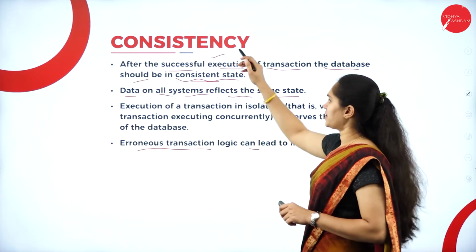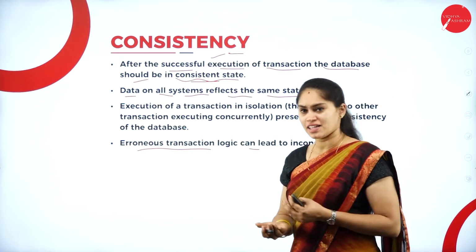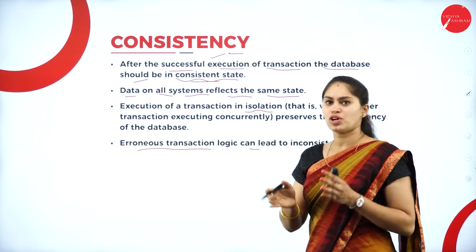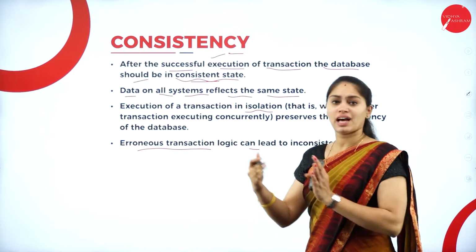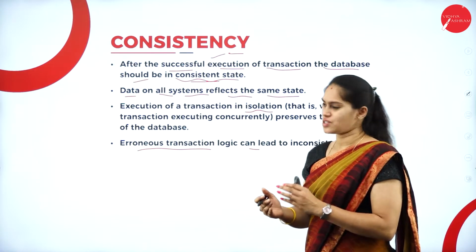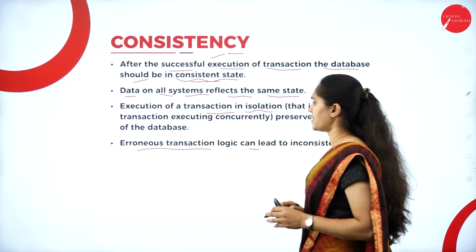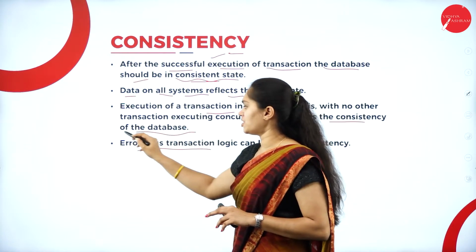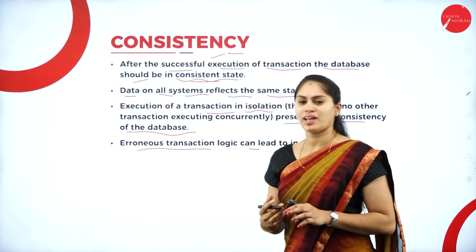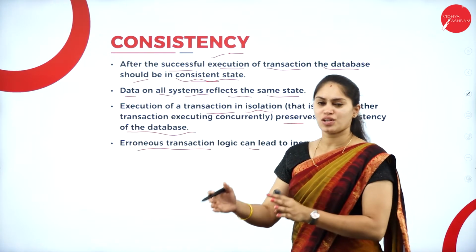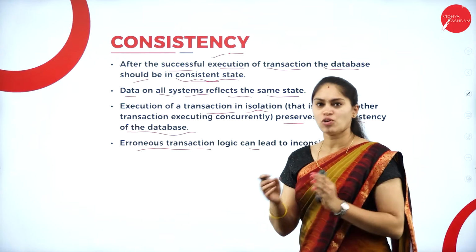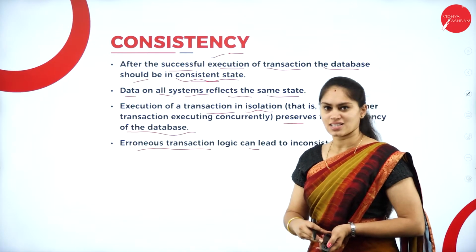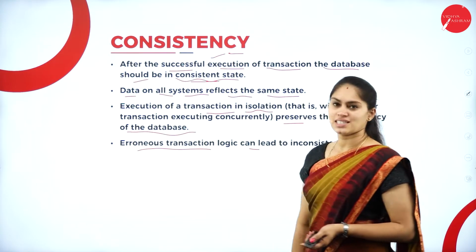So when can we expect this consistency? When there is isolation. Why? Because isolation means that if something goes wrong with one transaction, that should not affect another transaction. So the execution of a transaction in isolation preserves the consistency of the database, because when there is no dependency from one transaction to another, if something goes wrong with one transaction, it is not going to affect the content of another transaction. So this is regarding consistency.